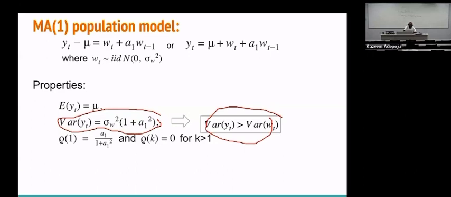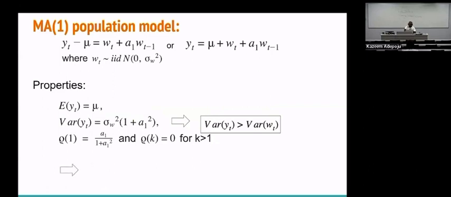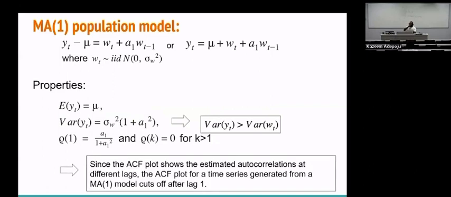Like I said, these are properties of the moving average model of order 1. So what is the takeaway here? Since the ACF plot shows the estimated autocorrelation at different lags, the ACF plot for a time series generated from an MA(1) model cuts off after lag 1. Now I want you to listen carefully.